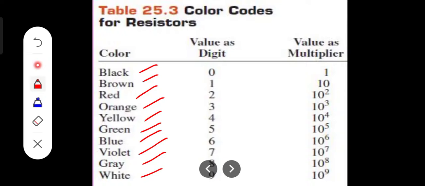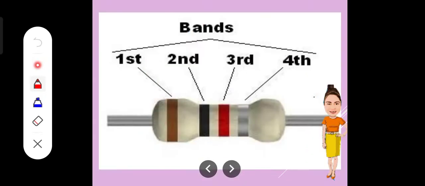Aside from that, for the fourth band, if there is no band, the tolerance is 20%, the silver band is 10%, and the gold band is 5%. So take note of this one.